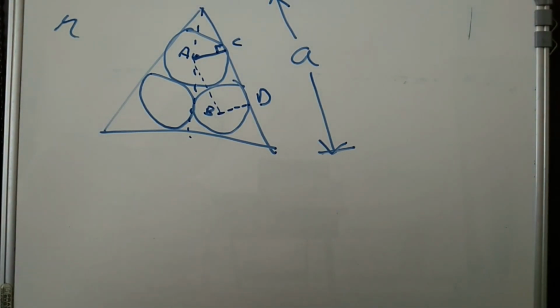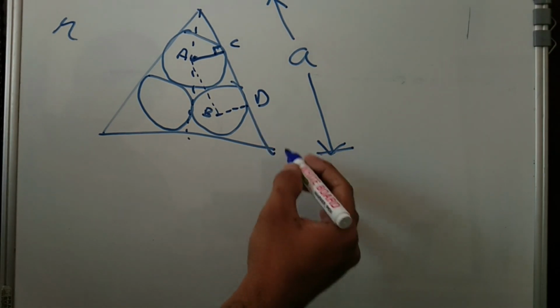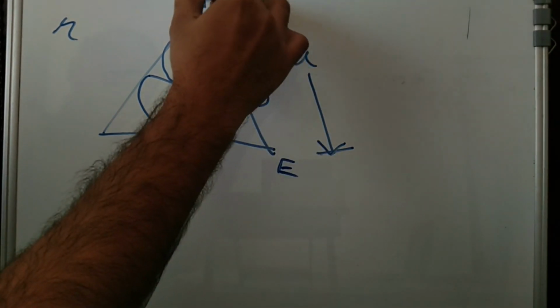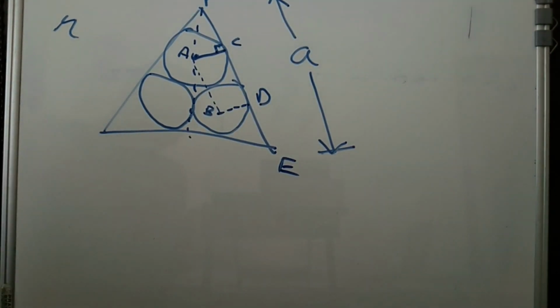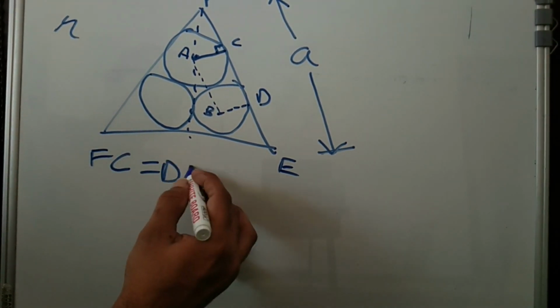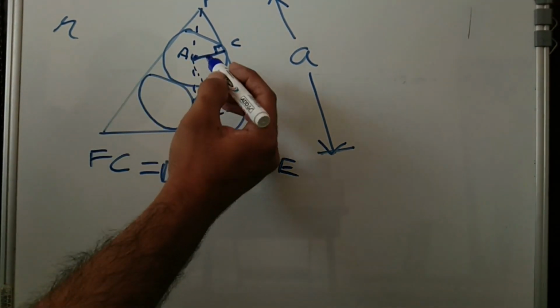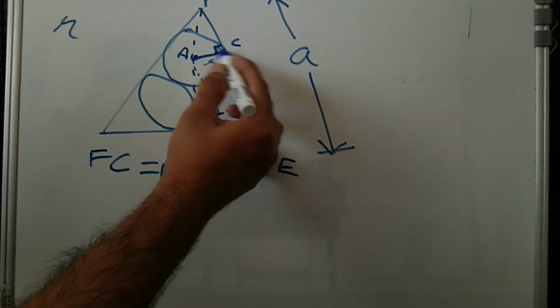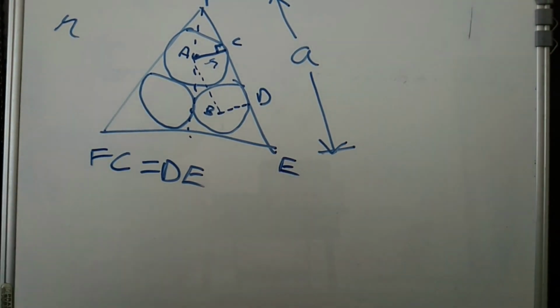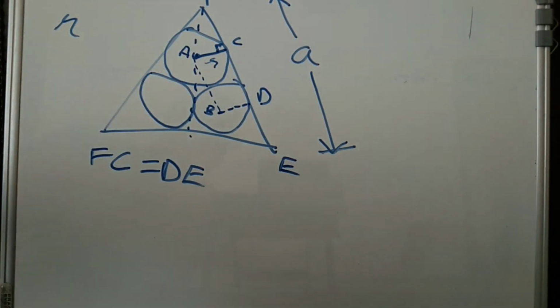ABCD will be the rectangle, and this is, let's say, E, this is, let's say, F, and from symmetry we will have FC is equal to DE. From symmetry we get to know this, FC is equal to DE. Okay, so if this is R, this is R, AC is R, so this is 90 degrees and this is R.